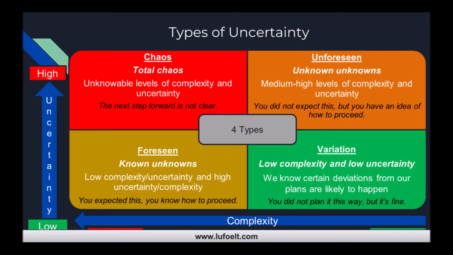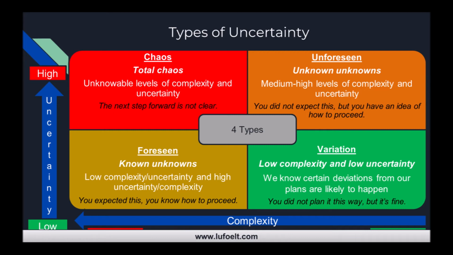Okay, here what you see are the four different types of uncertainty in the uncertainty matrix. On the vertical axis, this is measuring the level of uncertainty. So we go from low uncertainty down at the bottom to high uncertainty up at the top. And on the horizontal axis, here we're measuring complexity. How complex are the tasks, or the project, or the product being made, or the team, or the situation? How complex is it? So on the right side, we have low complexity. That means it's not very complicated. And on the left side, we have high complexity. That means it is more complicated.